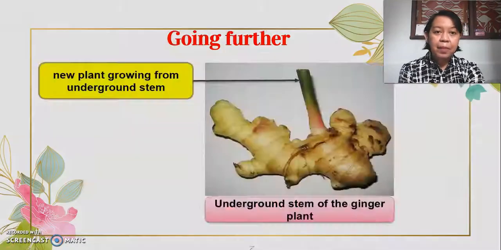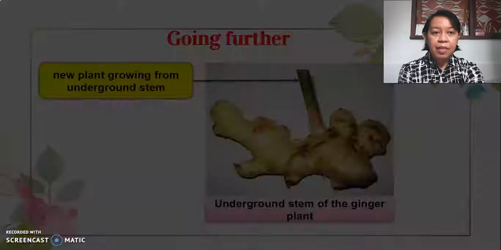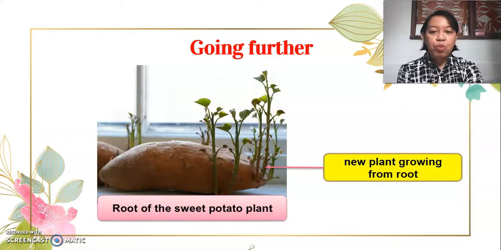Next example, we have the underground stem of the ginger plant. I'm sure you are very familiar with this. So this part is the new plant from the underground stem. Another example is the root of the sweet potato plant. So these are the new plants growing from the root.